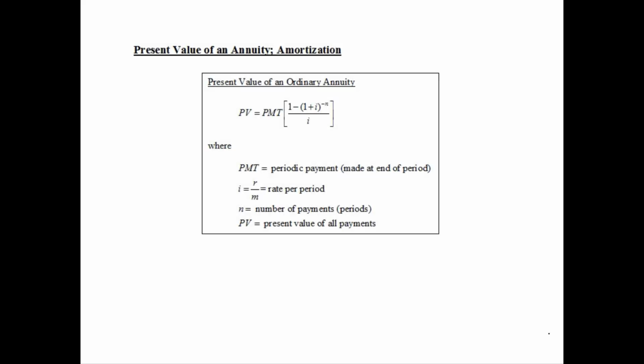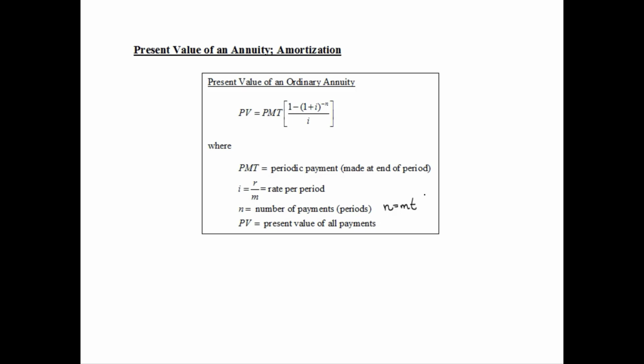Let's consider the present value of an ordinary annuity. This formula can be derived in a fashion similar to the one for future value. I will not do that here, but we're going to use it. It looks similar to the future value of an annuity formula. Notice my i is still r over m, the rate per period. n is still the number of payments, which must match the number of compounding periods.